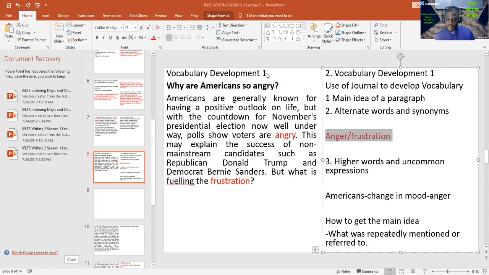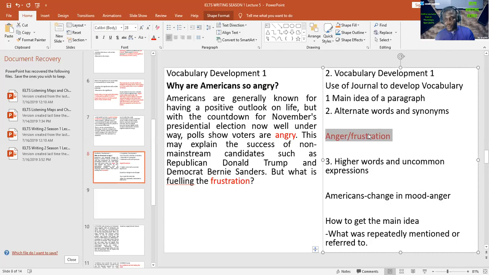Okay, somebody has gone to the next paragraph. Let's deal with the first paragraph. Okay, you were still talking about the economy. You need to be able to get your main idea as fast as possible. Then the next thing is higher words and expression.